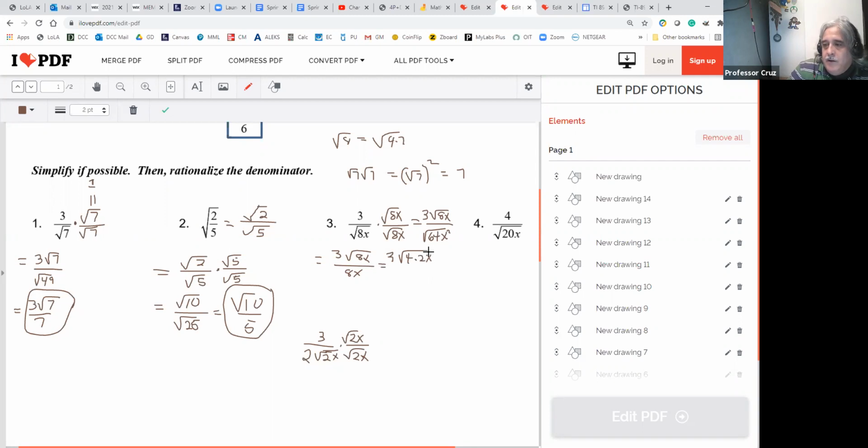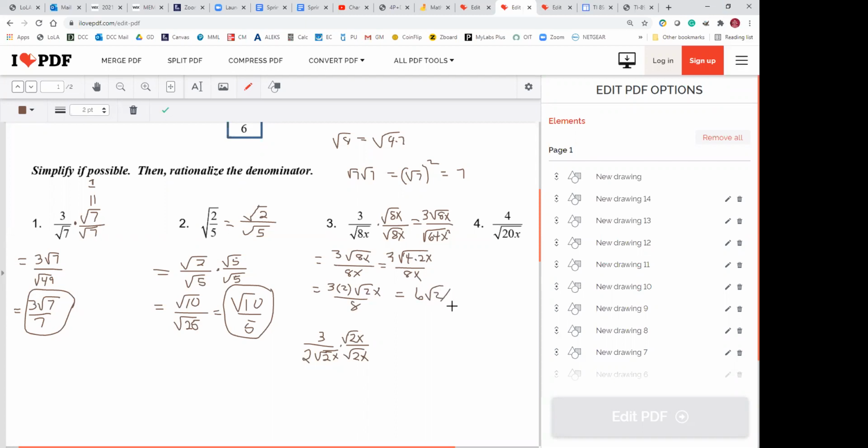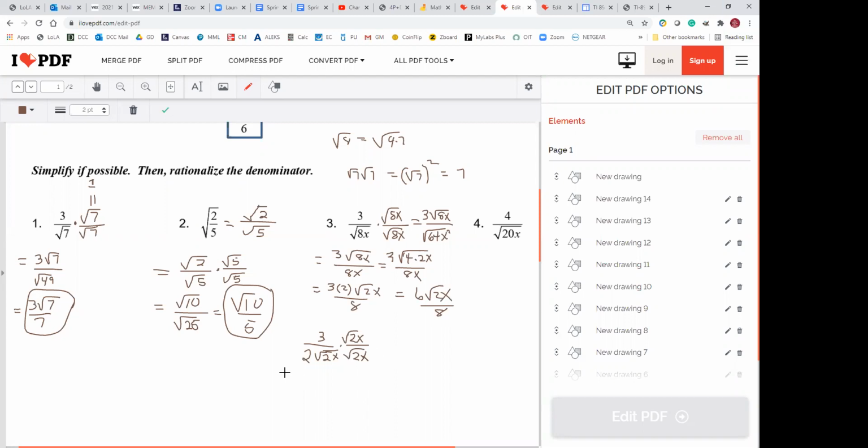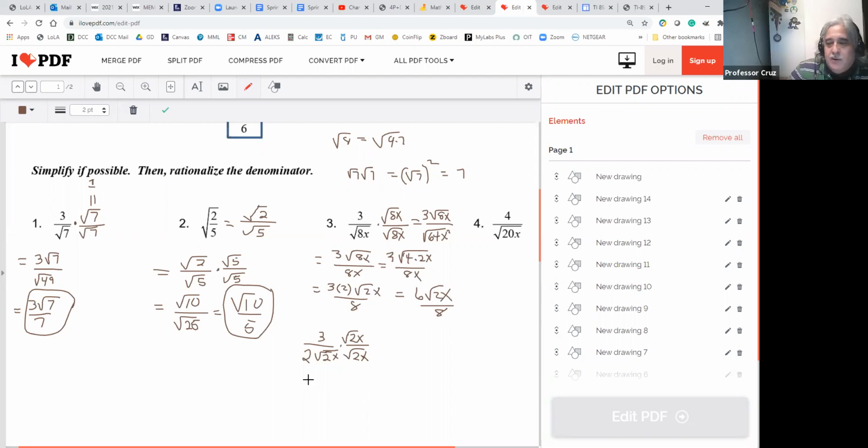All right. So what ends up coming out here is a 2. So that's 3 times 2 square roots of 2x over 8x, which is 6 square roots of 2x over 8. Now let me go ahead and finish this one down here. Okay, that's where I stopped at. So that can't be simplified more, right? Well, this one can, and that's what I was going to show you over here.